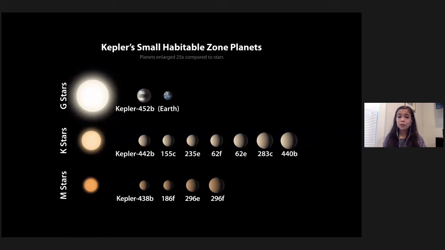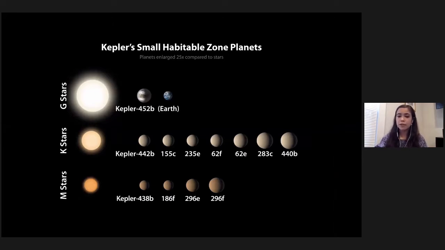The problem is we actually don't know a lot more about these planets than their sizes. And that's because Kepler was just staring at this one little patch in the sky. So a lot of these stars are really far away, and it's really hard to get a strong signal and learn more about the planets.